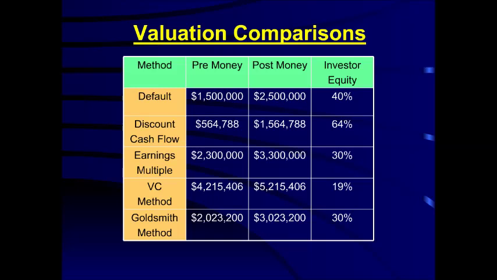One approach is to pick the method most appropriate for the company depending on its stage of development and revenue history. In other words, a company with 2 or 3 years of revenue could be comfortable using a discounted cash flow, earnings multiple, or venture capital method. Startup and early stage companies are probably more comfortable using the Goldsmith or default method. Another approach is to throw out the highest and lowest valuation, and average the remaining 3 to generate a valuation.